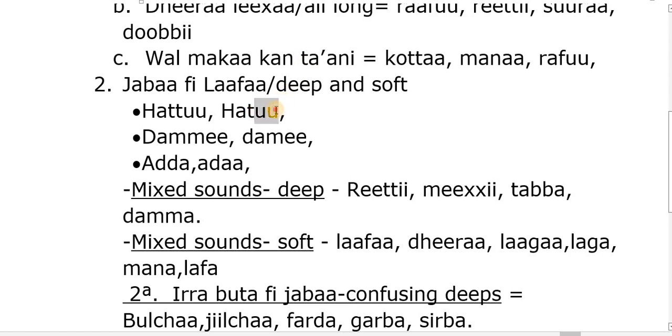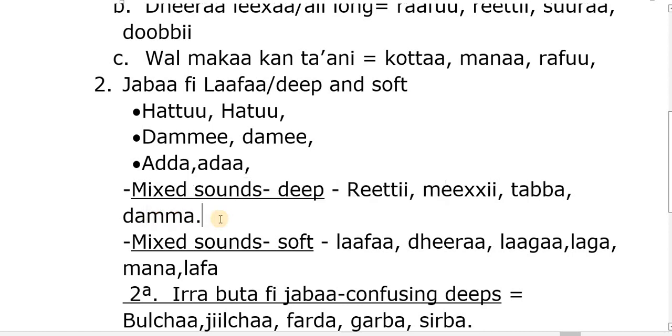long or short refers to how long we stay saying that consonant because of the vowel we talk. The same as we have seen here, we have lots of mixed. Many of Oromo words are very mixed, as in any other English or any other language. The reti here is a mix of soft long and deep long. Meti, tabba, both short, but this one is strong. Damma, both short, but this one is strong.